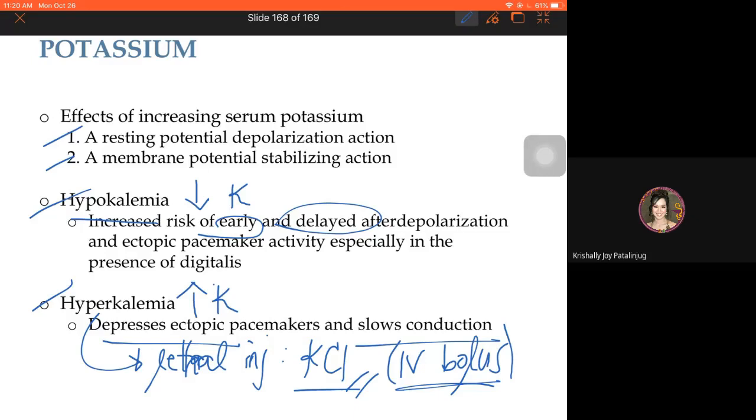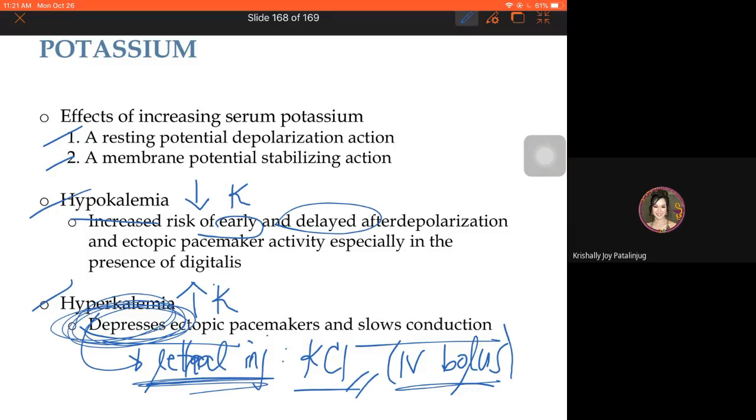If that is the case, if that is the manner of administration ng potassium chloride, that could really cause cardiac arrest, okay, to patient. Kasi nga, depress. Okay, masyadong na-depress yung pacemakers, puro resting membrane potential ang nangyayari or na-maintain. So, cardiac arrest would happen. Okay, so yan yung isa sa mga component ng lethal injection. So, that's the effects caused by potassium. Okay, so overall, that is the end of pharmacologic intervention for arrhythmia, particularly during tachycardic cases.